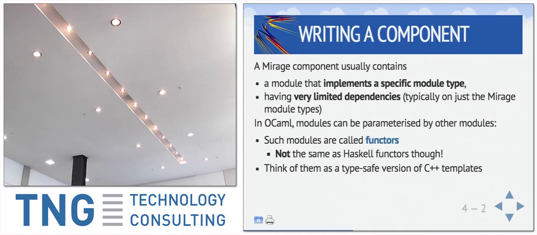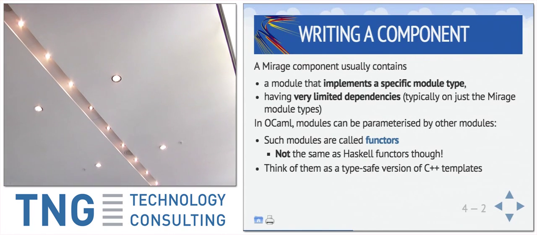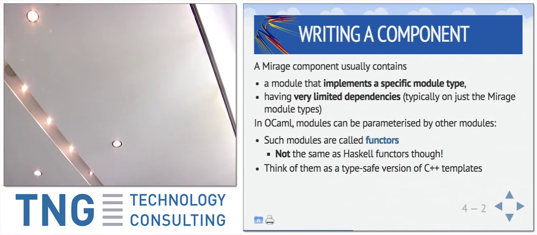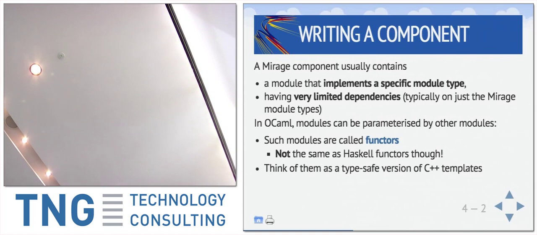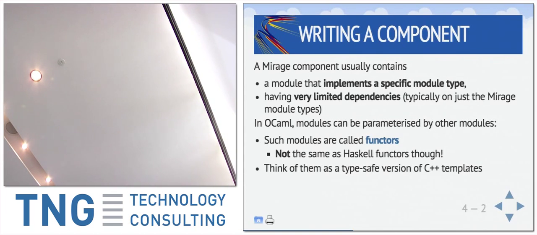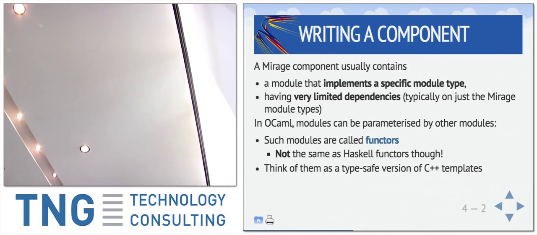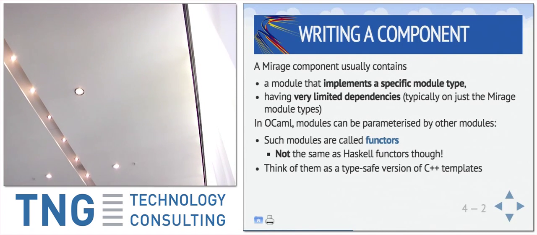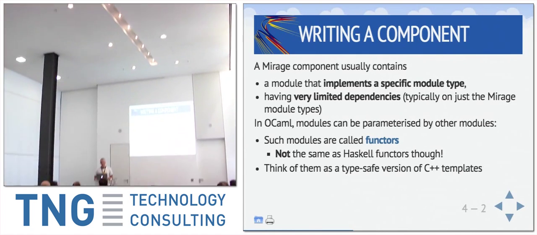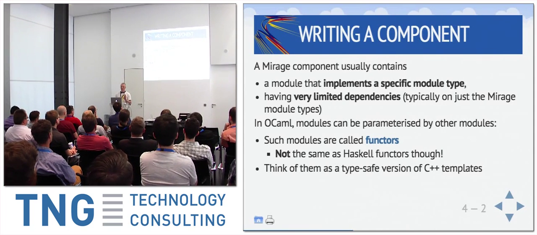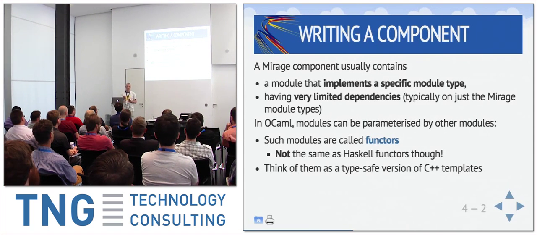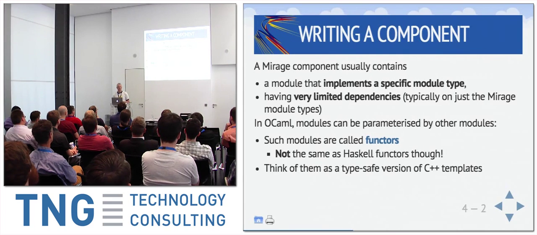So writing a component turns into, essentially, a module that implements a particular module type that we support, and it has very limited dependencies. In particular, it depends just on other Mirage module types, generally speaking. One of the nice things about the module system in OCaml is that you can parameterize modules by other modules. So in the ML world, this is called a functor. This is essentially something that maps modules to new modules.